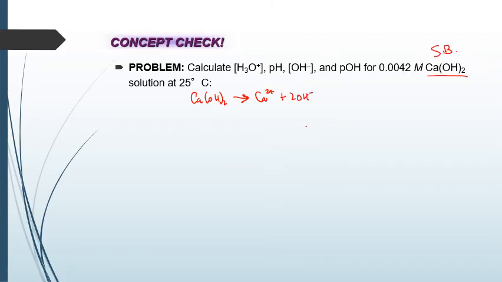I know for every 1 formula unit of the calcium hydroxide, I have 2 ions of hydroxide that will form. So if I start off with 0.0042 for the molarity of the calcium hydroxide, I'd have 0.0042 for the molarity of the Ca2 plus, and I'd have 2 times the 0.0042, which would equal 0.0084 molar OH minus.